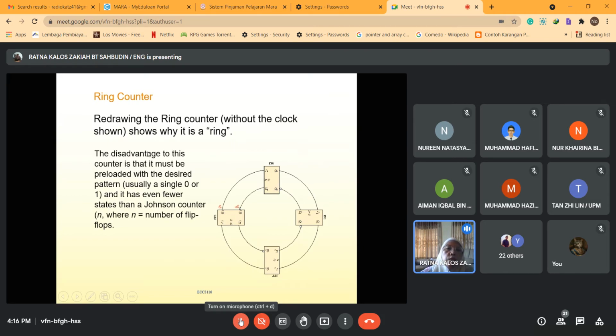The disadvantage of this counter is that it must be preloaded with the desired pattern, usually a single 0 or 1, and it has even fewer states than a Johnson counter, where N is the number of flip-flops. So here N equals 4. On the other hand, it has the advantage of being self-decoding with a unique output for each state.